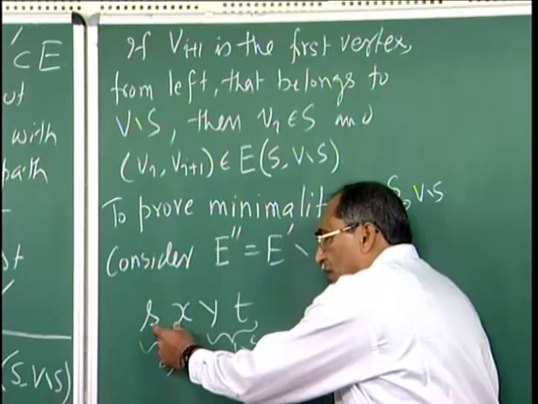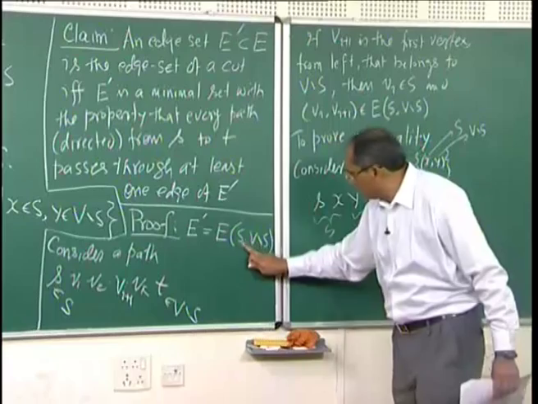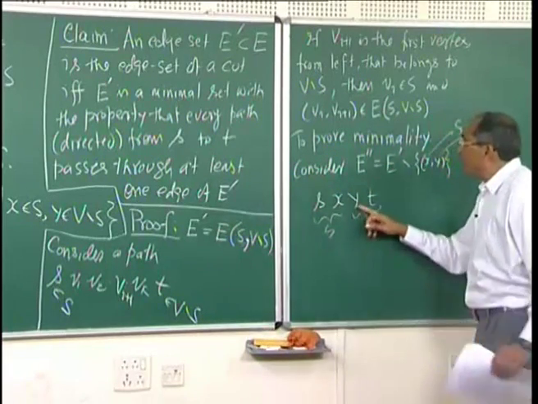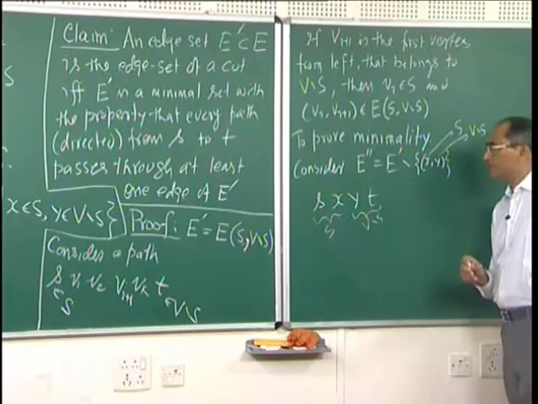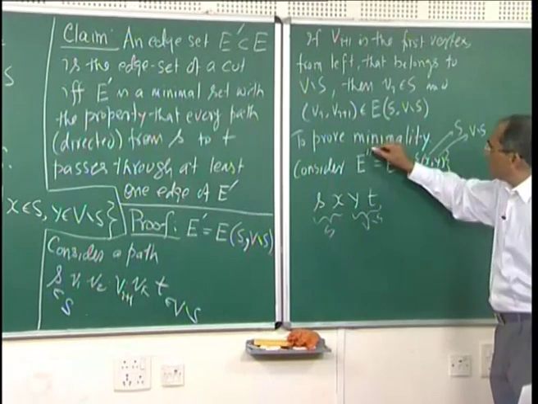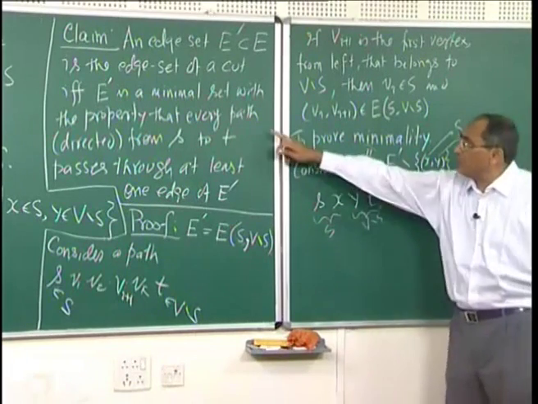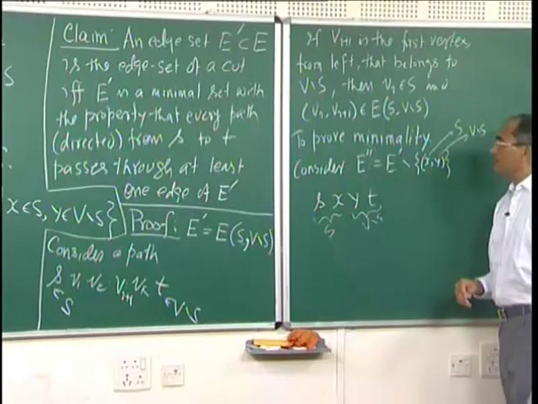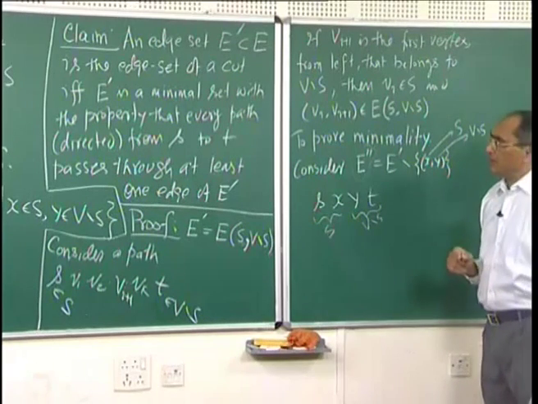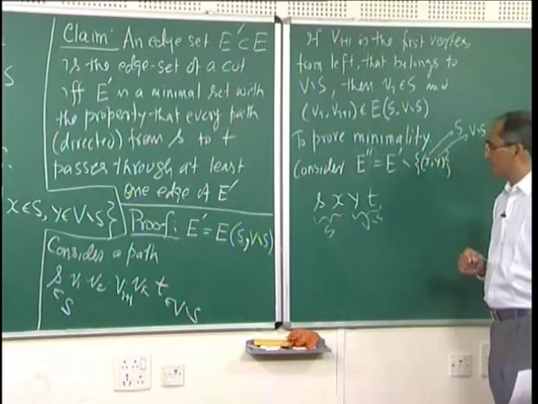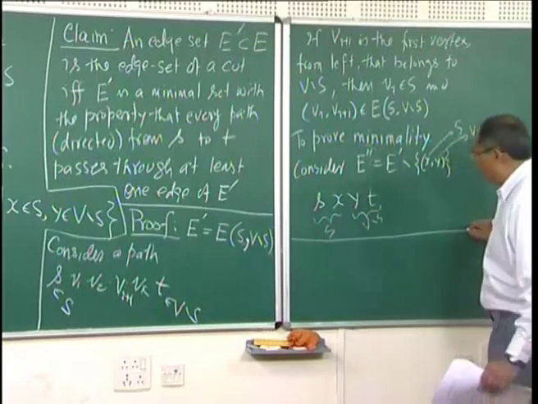This edge does not belong to the edge set of the cut. This edge does not belong to the edge set of the cut, and now x y also does not belong to the set E double prime. So E double prime fails to have that property that we have described here. Hence, E prime is a minimal set having the property that every ST path passes through it. So this is the one side of the story. Let us prove the converse.